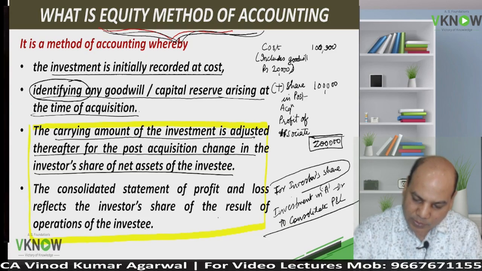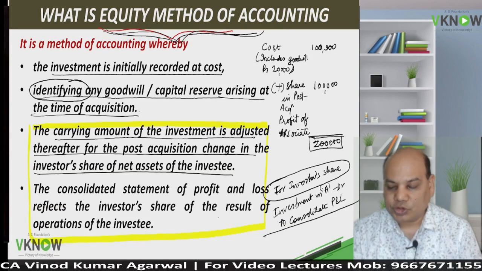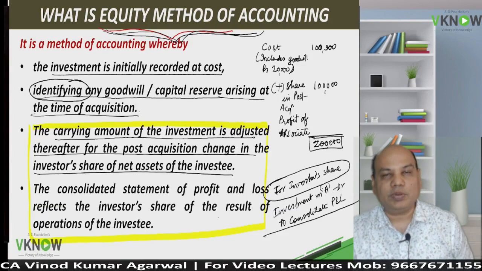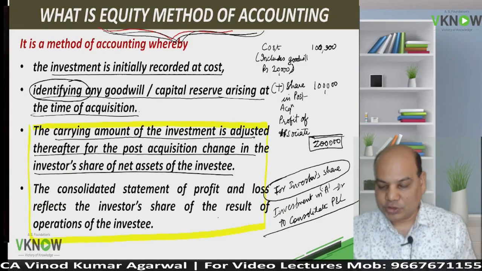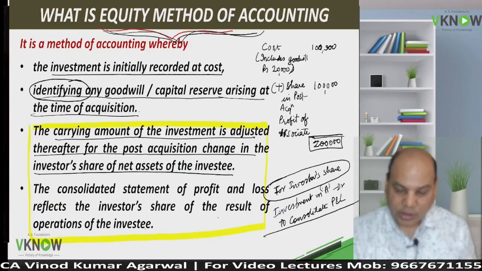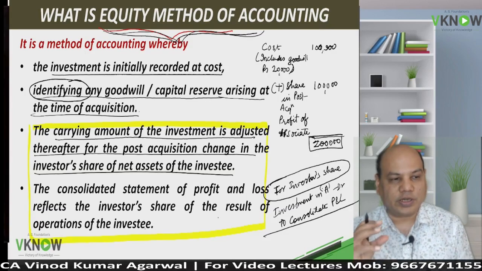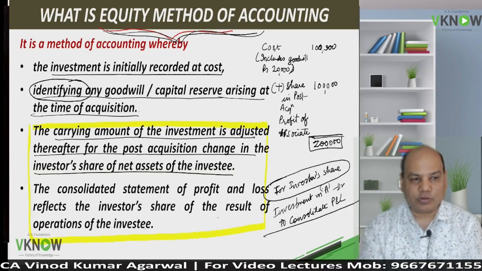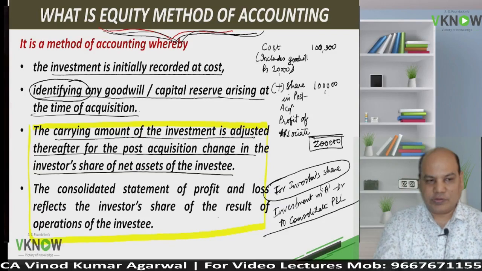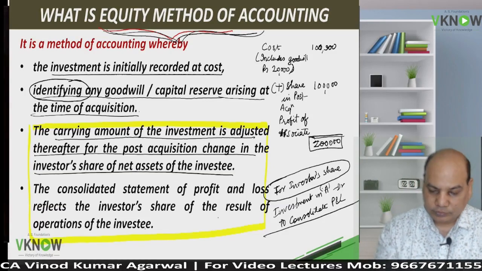The entry will be passed for investor's share only. Okay. And in case of loss, please reverse the entry. Please reverse the entry in case of losses. Is it right? Is it understandable?